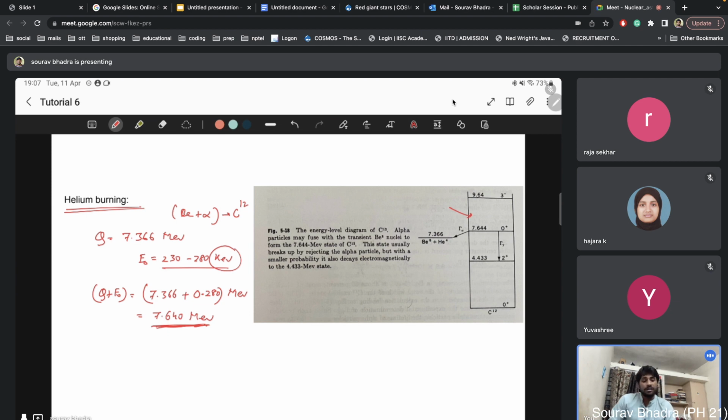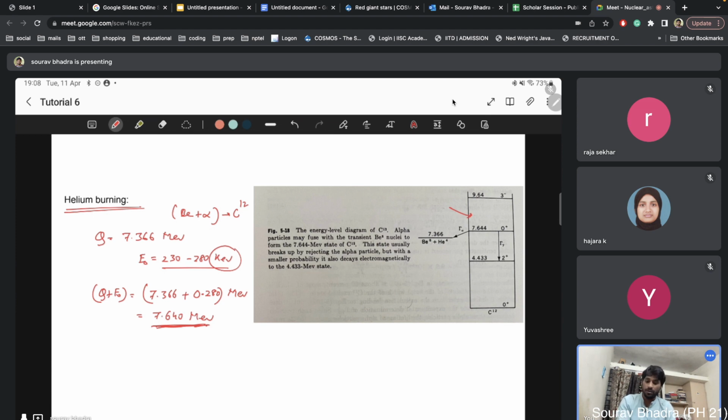existing resonance of 7.644 MeV with the spin of 0 plus, which Hoyle has predicted, and that is the main reason for the abundance of carbon 12 which is coming from the triple alpha reaction. Okay, so this was the important thing. And yes, this is the main product of helium burning. So helium burning is completed.